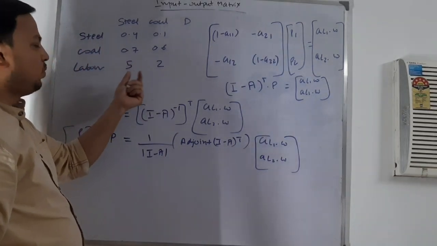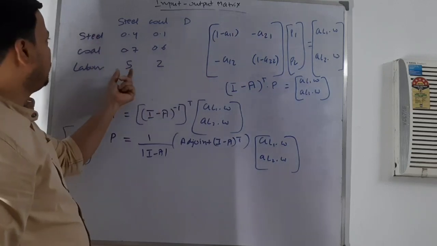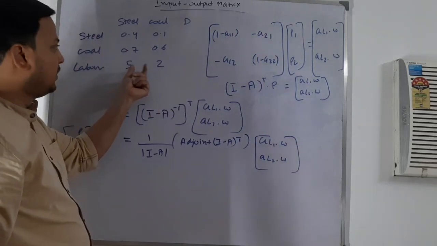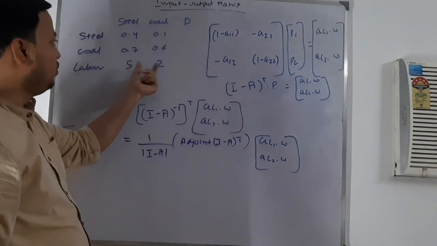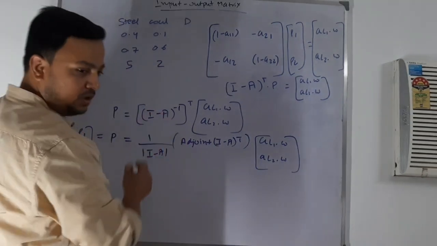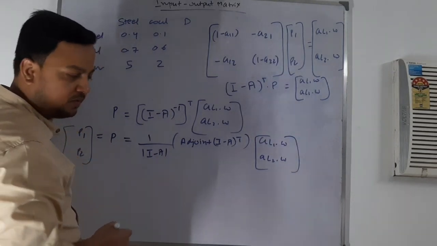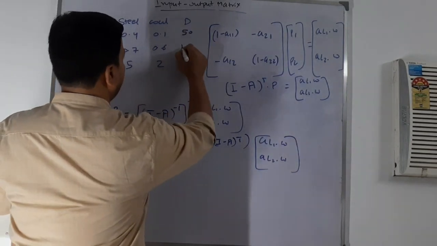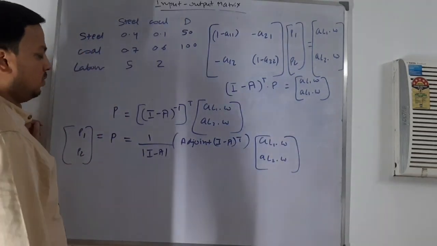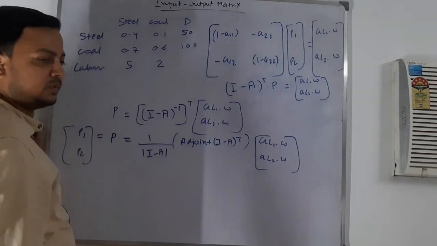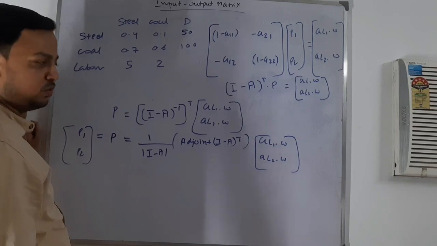So in order to produce 1 ton of steel, you require 5 units of labor. In order to produce 1 ton of coal, you require 2 units of labor. So these are unit requirements. External demand is given as 50, 100. So we have to take the adjoint of I minus A transpose.